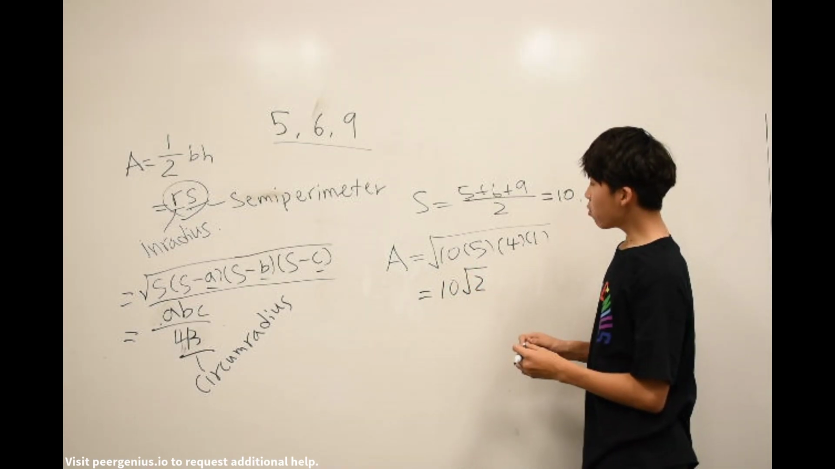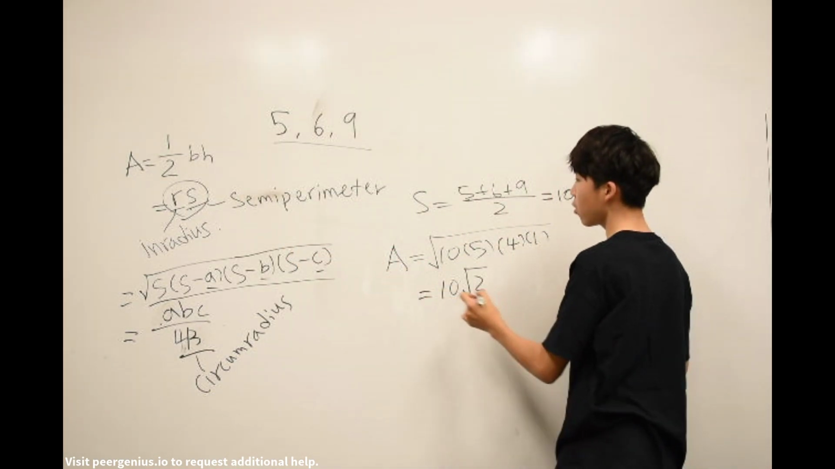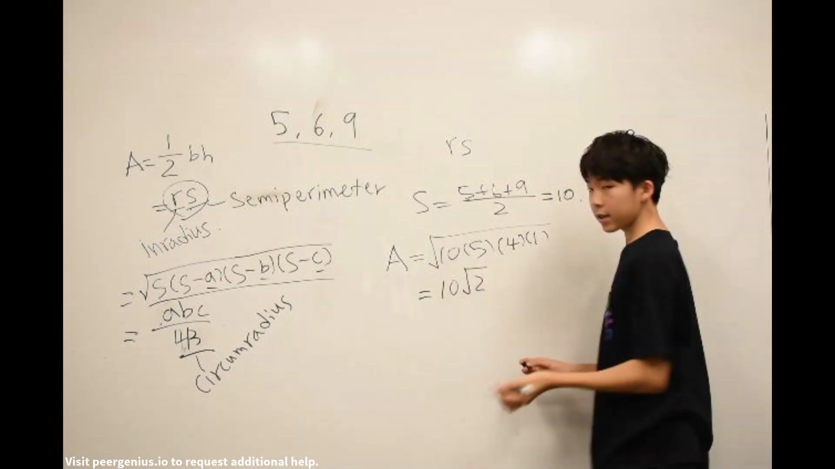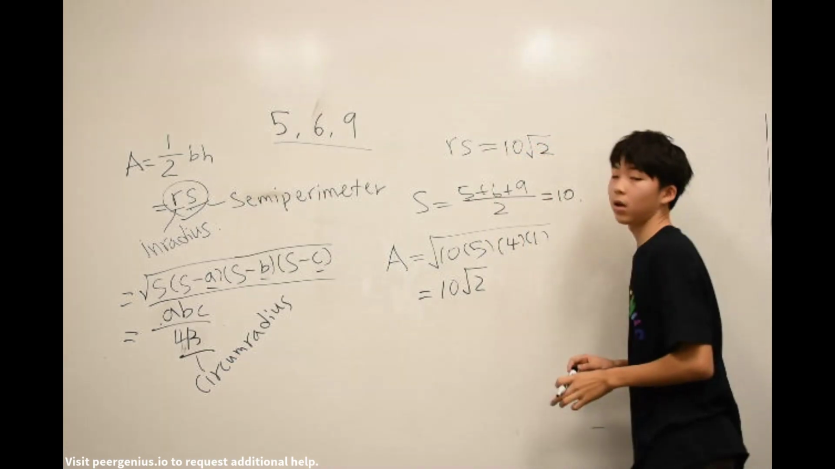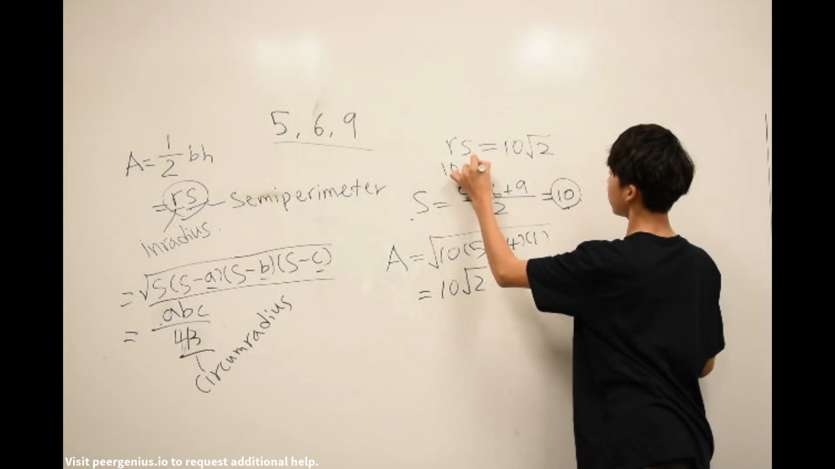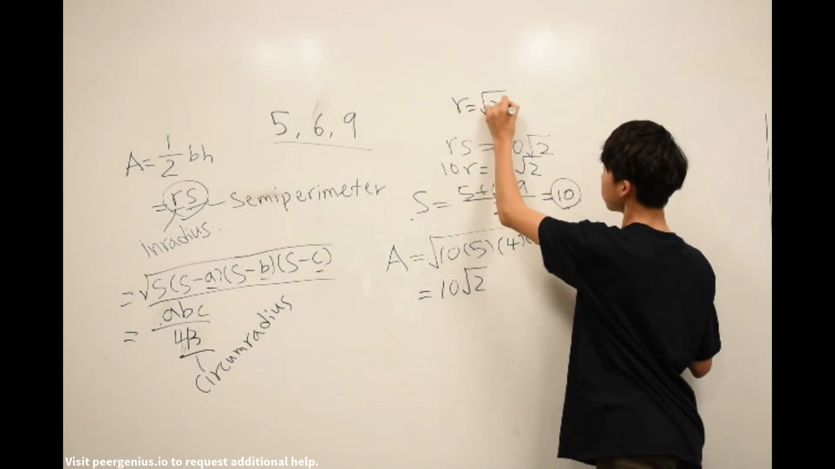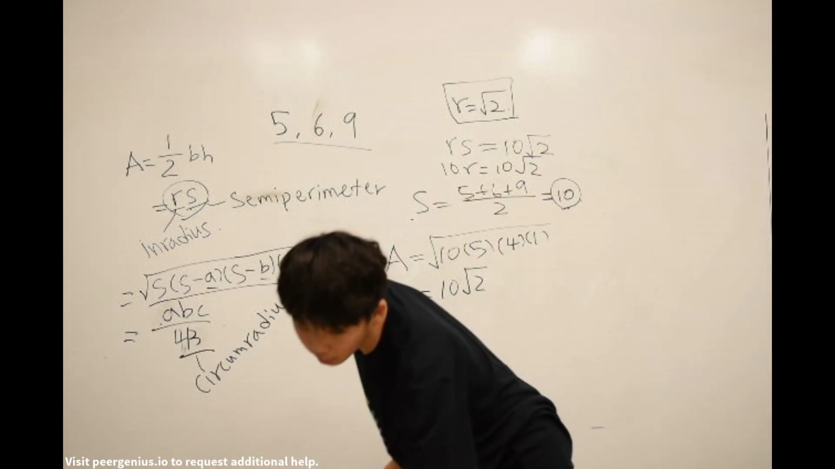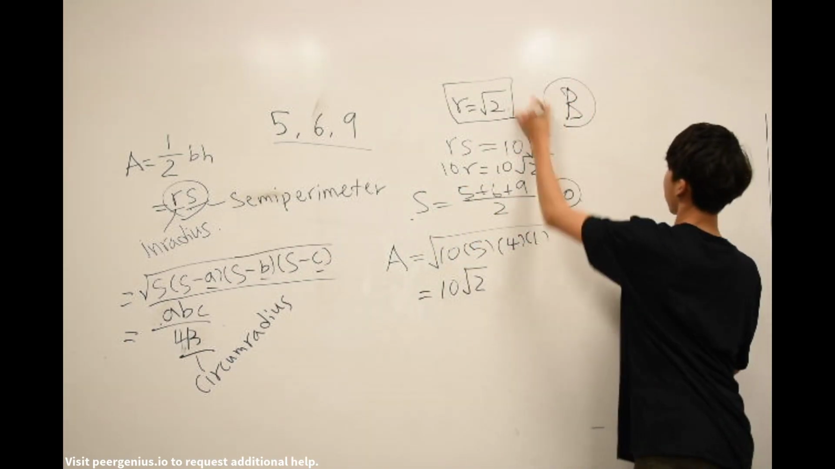Now that we know the area of the triangle is 10 rad 2, we can use another formula, the inradius times the semi-perimeter. Since this is the same triangle, we can set this equal to 10 rad 2. We already got the semi-perimeter, which is 10. So 10r is 10 rad 2, so r is rad 2. So the inradius is rad 2, which is B. B is the correct answer.